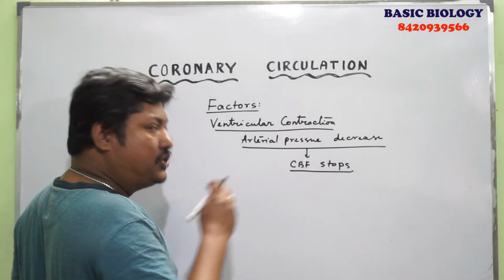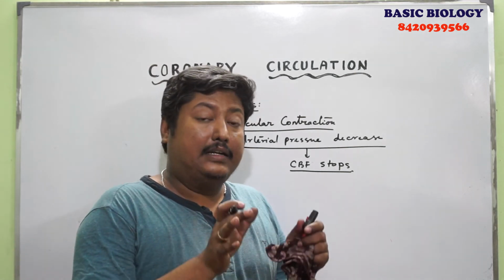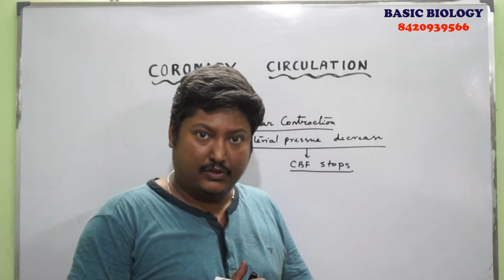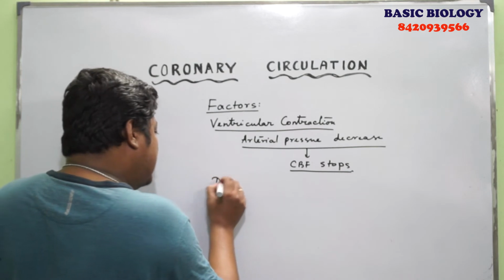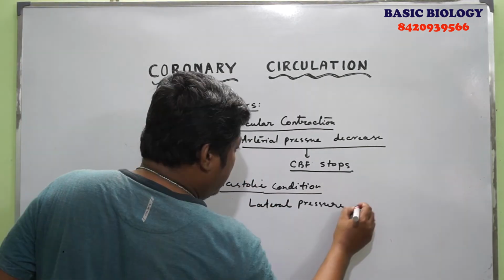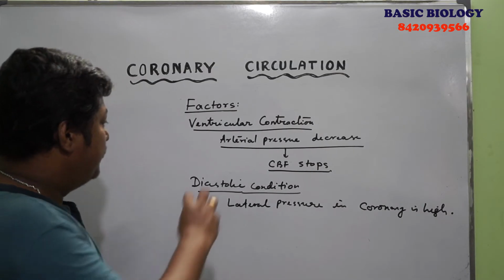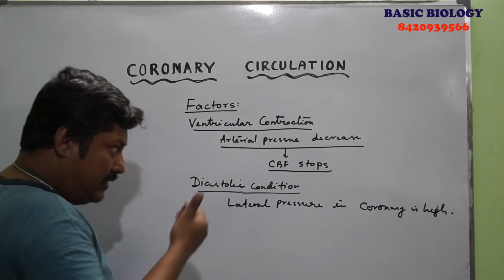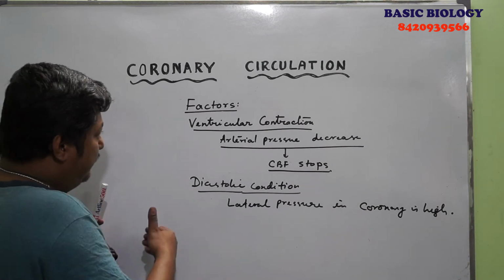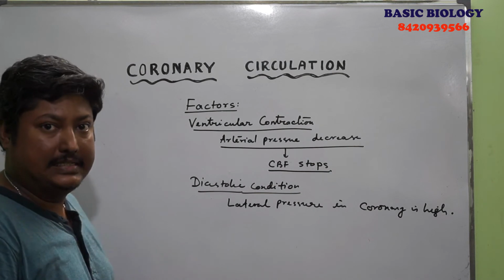But when the diastole occurs, that means the relaxation of the ventricle, during that time the lateral pressure in the coronary artery is high. So in the diastolic condition, lateral pressure in the coronary artery is high. So the diastolic condition increases the coronary blood supply. So you can say when the ventricular relaxation occurs, the CBF increases.